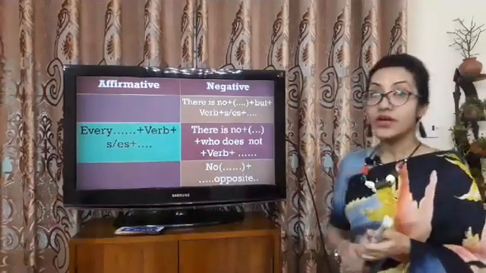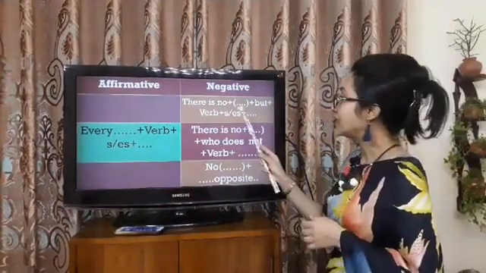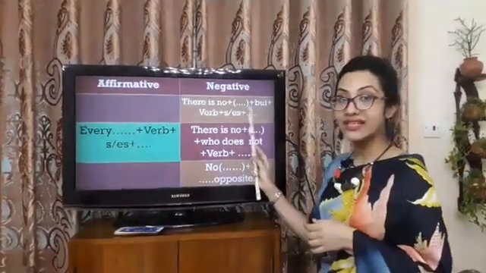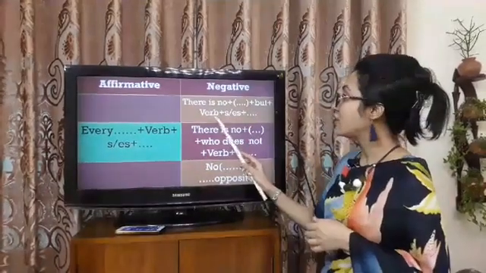So the first one is there is no, then a dash, but verb plus s or es.